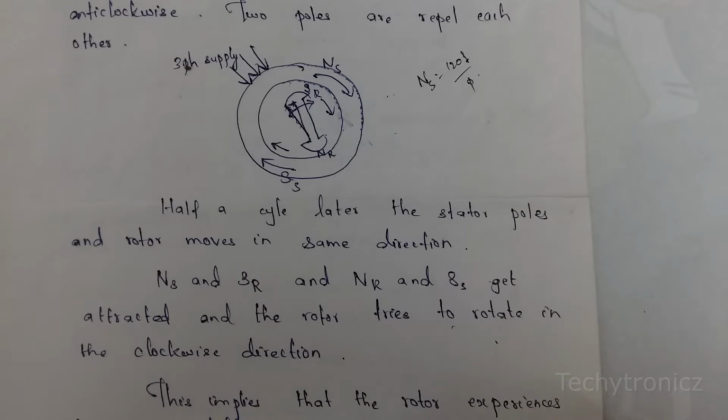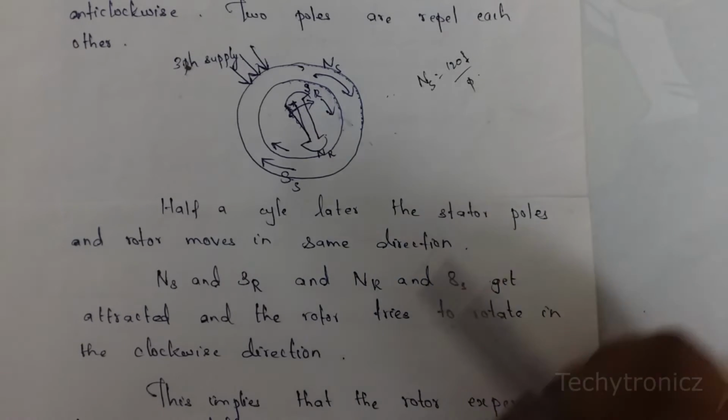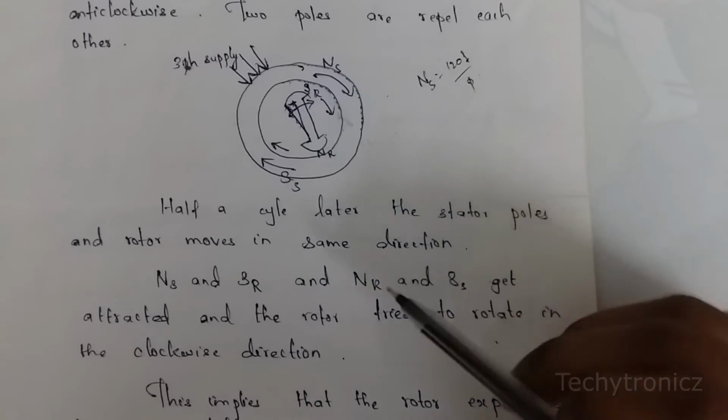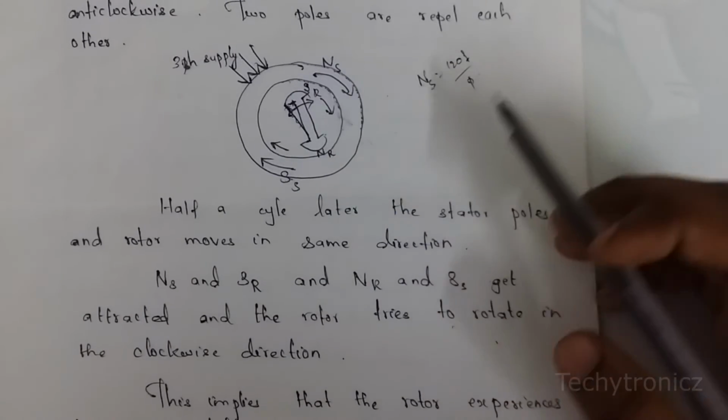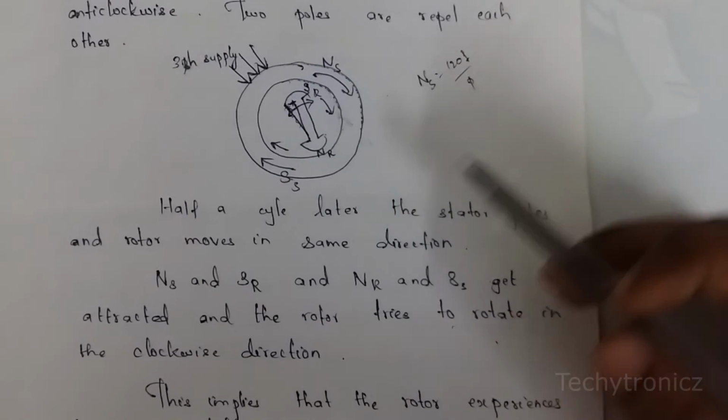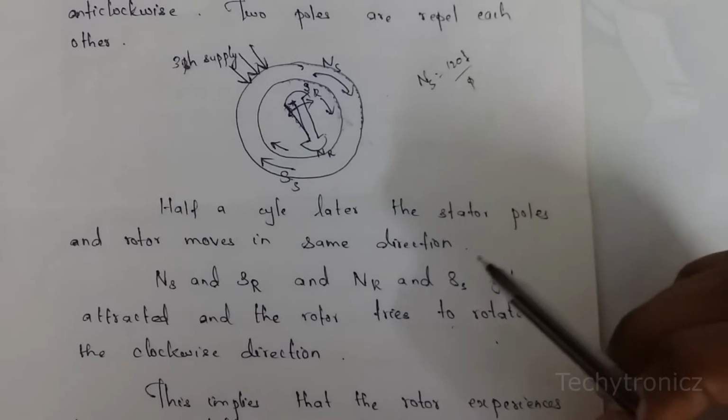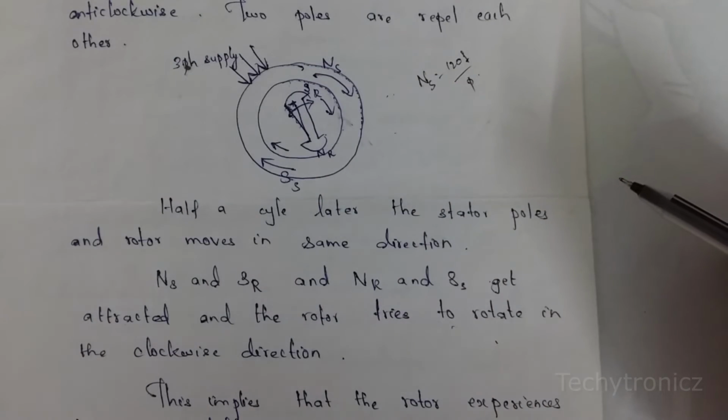This implies the rotor experiences a torque in different directions every half cycle. So this has no starting torque.